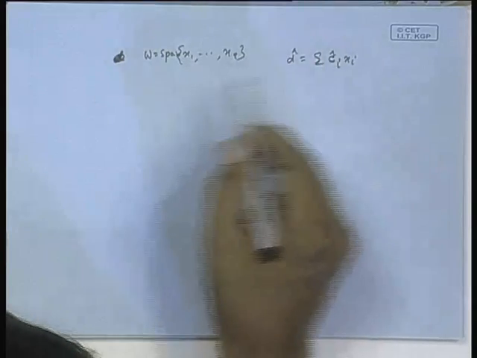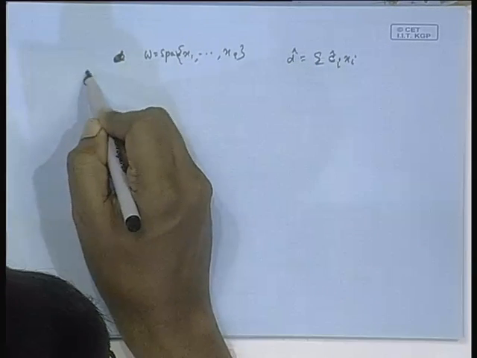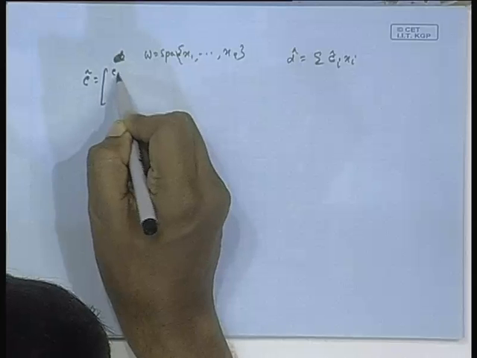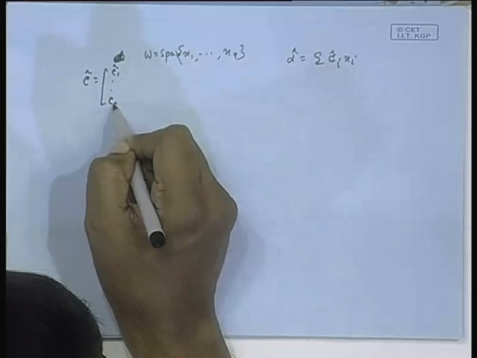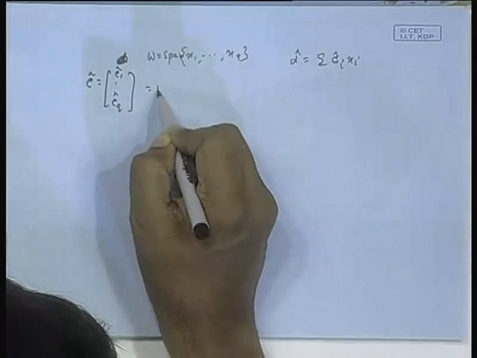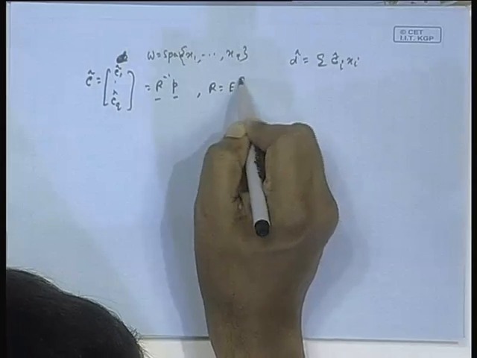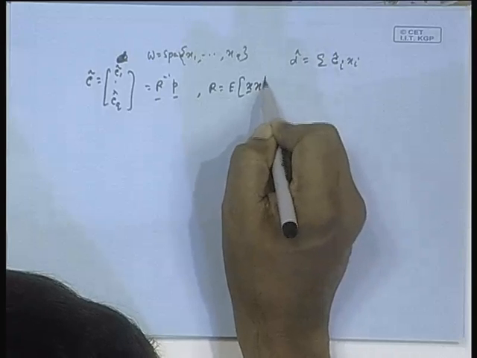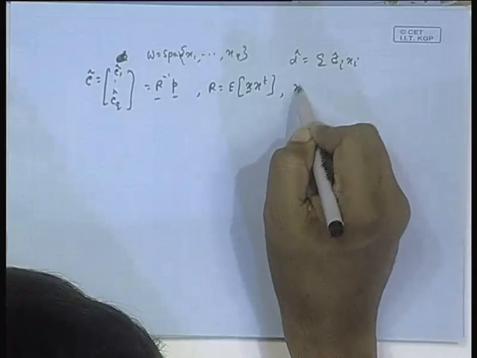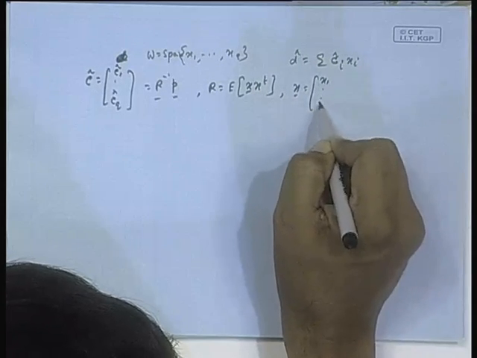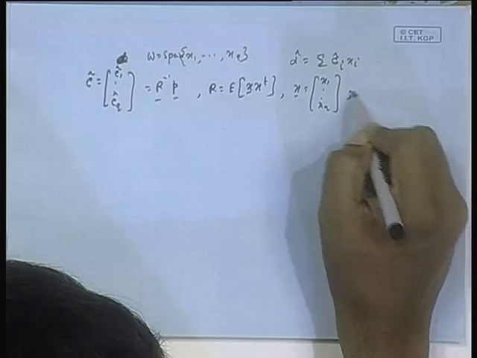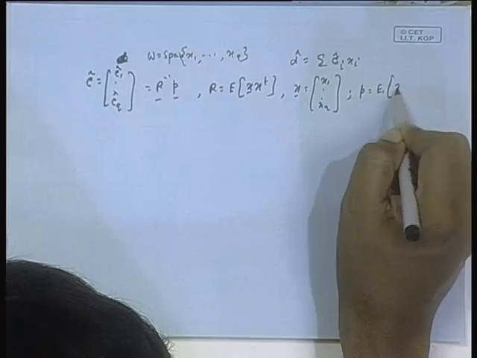In fact, that optimal c cap vector, c1 cap dot dot dot cq cap, was R inverse p, where R was E of x x transpose, all are real, x is x1 dot dot xq, and p is the cross correlation vector. This is what we know.